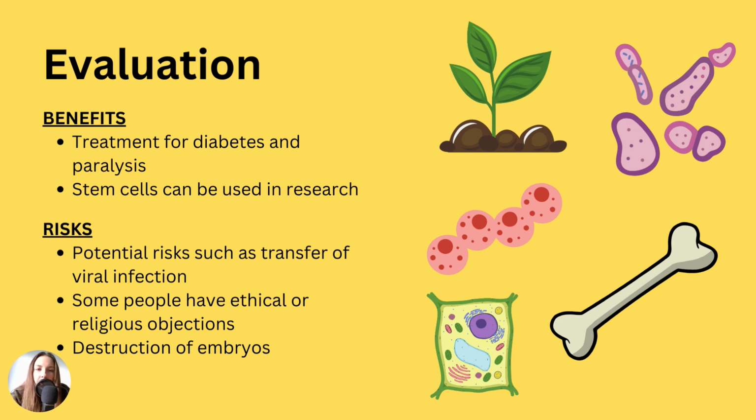So, in this question, it could be evaluate the use of stem cells in medicine. And some of the benefits and risks I've put in here include the benefits are that they can be used to treat diabetes and paralysis, and that stem cells can be used in further research. However, there are potential risks with using stem cells because they can actually transfer viral infections. Some people have ethical or religious objections, especially with regards to the destruction of embryos. Now, this information is often given to you in a table, and all you need to do is utilize it in the exam to actually structure your argument and then give a conclusion.